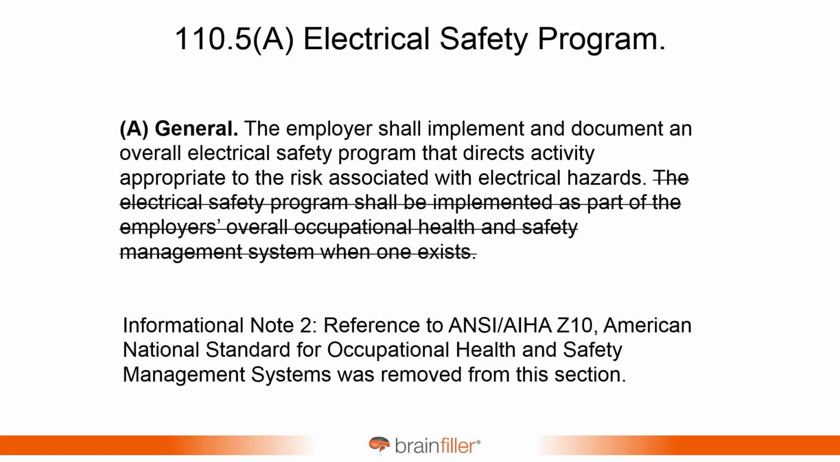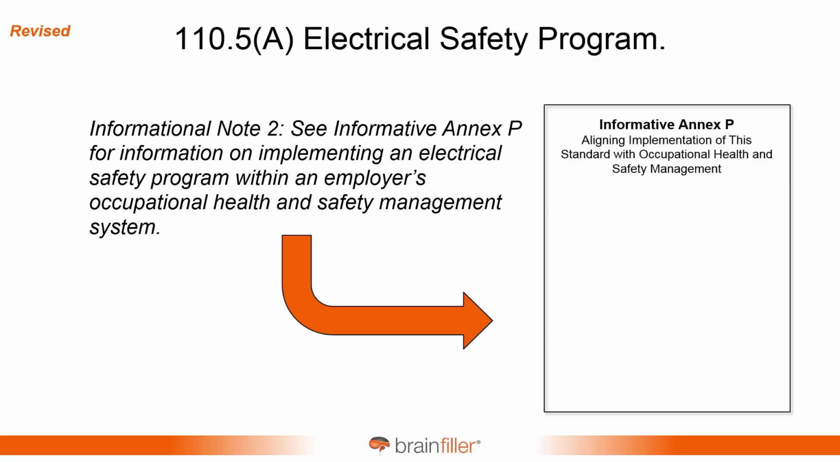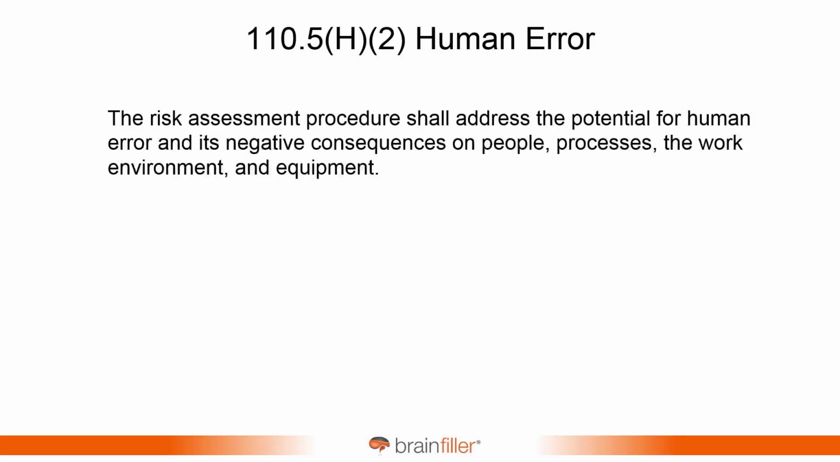There was a direct reference to the employer's overall occupational health and safety management system, if one exists, and this has now been moved to an informational note. And also, there's an informational note that references Annex P that is to align the implementation of this standard with occupational health and safety management. Human error. This was tightened up a little bit. Now, this is something that you'll see a few times throughout the 2021 edition, that some of the language that was out there to begin with, the original language, was kind of broad.